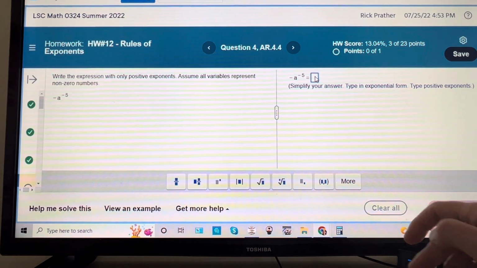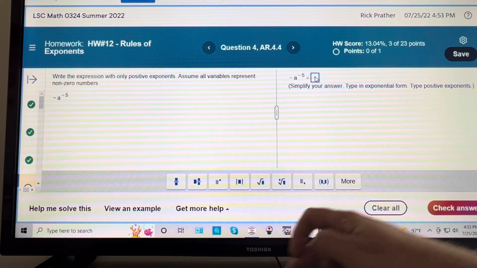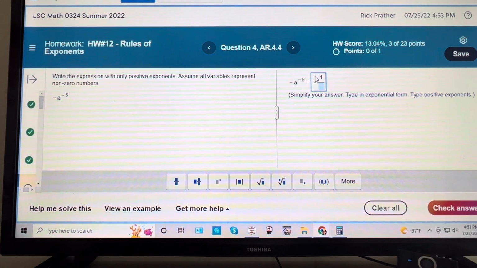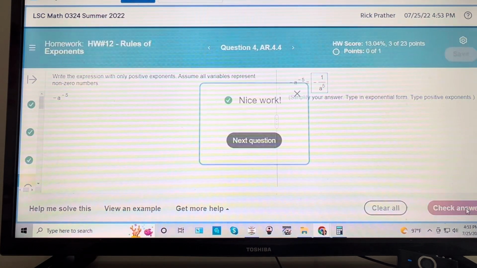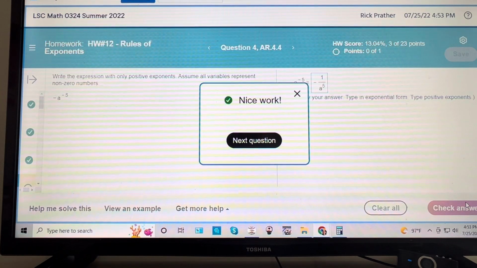So it should be negative 1 over a to the positive 5 power. And then we've met the rule that you write the expression only in positive exponents. You never want to have a negative exponent in your final answer. You can have negative numbers, but not negative exponents.